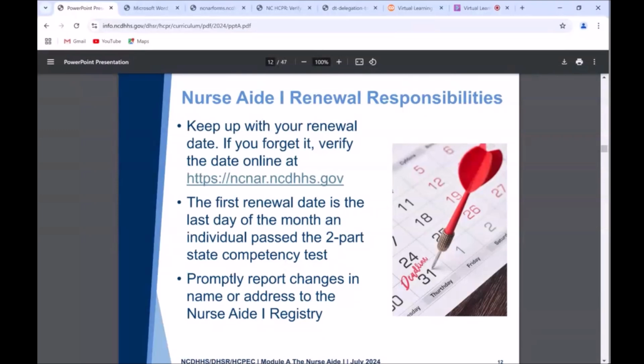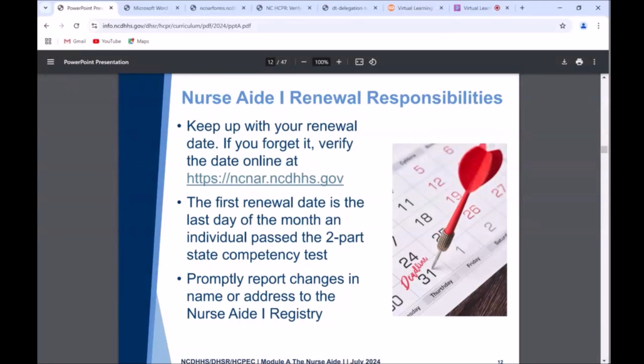And if you're like me, you're just going to put it in your phone calendar with a 3-month reminder, however you need to do that to remember to renew. And then you also need to promptly report changes in your name, address, and email to the registry. Again, a nurse aide cannot work as a Nurse Aid 1 once their listing on the Nurse Aid 1 registry expires.